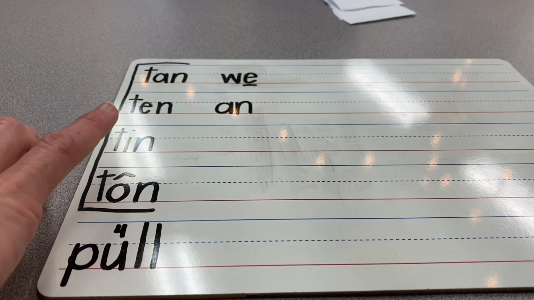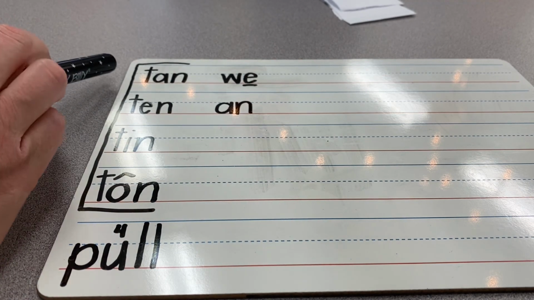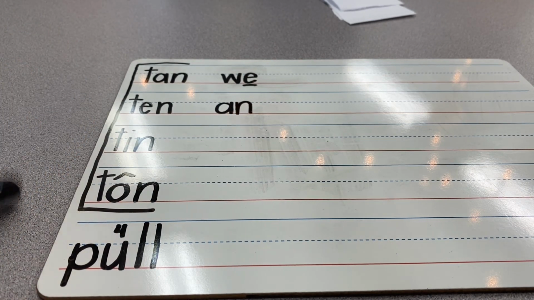Once you've finished writing it, I need you to please add these to your spelling journal. And when you add them to your spelling journal, you're going to write tan, ten, tin, and ton. And then you're going to put a bracket around it like that.